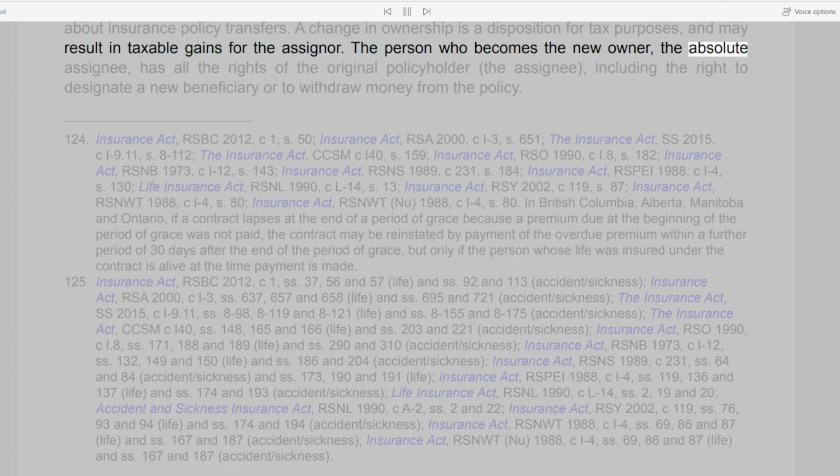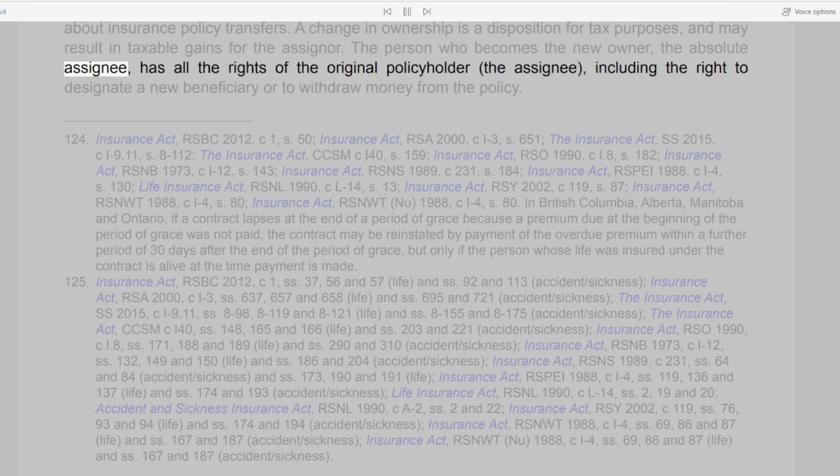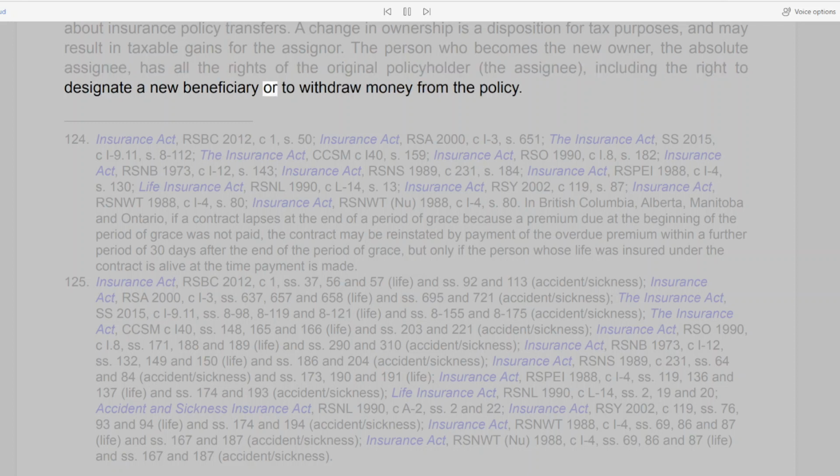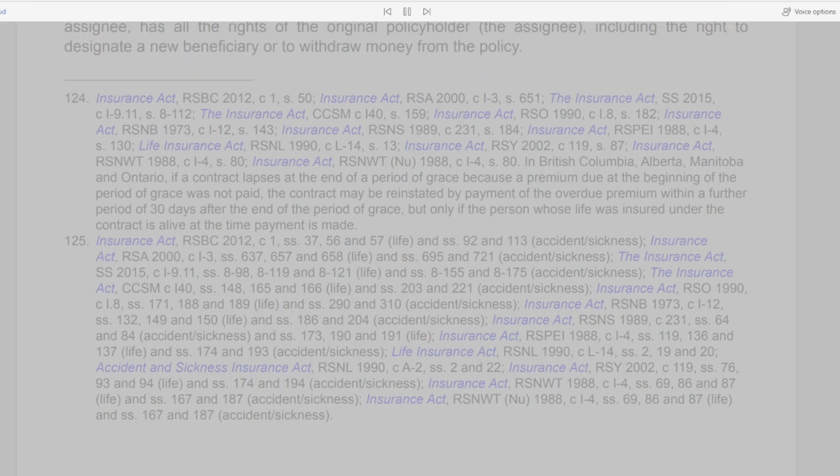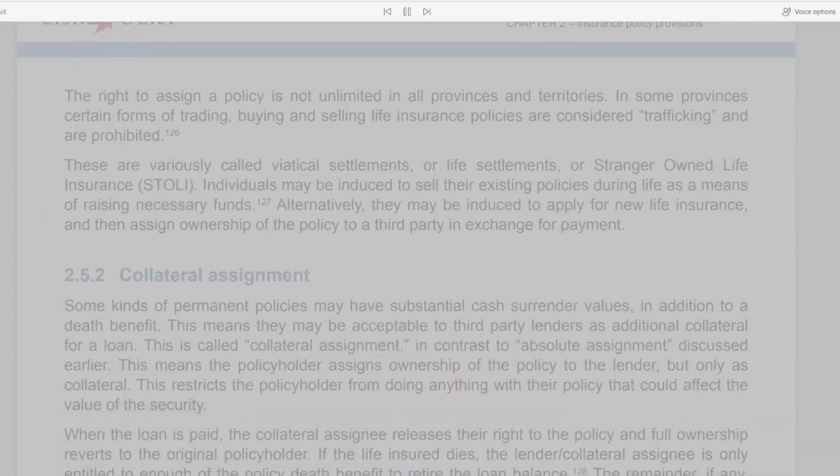The absolute assignee, the person who becomes the new owner, has all the rights of the original policyholder, including the right to designate a new beneficiary or to withdraw money from the policy. The right to assign a policy is not unlimited in all provinces and territories. In some provinces, certain forms of trading, buying and selling life insurance policies are considered trafficking and are prohibited.